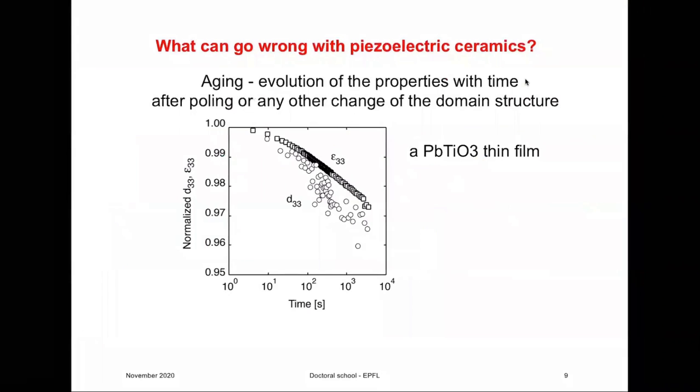Another thing that happens with ferroelectric materials is so-called aging. What is aging? It's the evolution of the properties with time after poling or any other change of the domain structure. So you take your sample, you keep it at room temperature, you, for example, polarize it, and then you apply an electric field. You remove the field, you leave it, and you will see that properties will keep changing with time for a very long time. Or you just take it, you increase its temperature, you cool it down, and you will see that properties change with time.